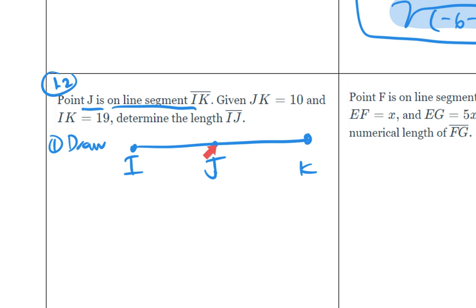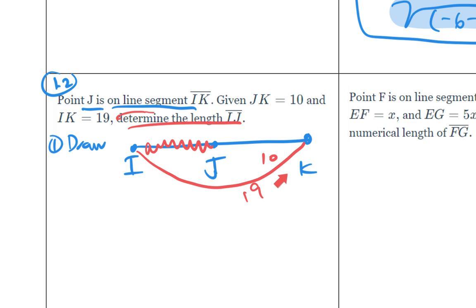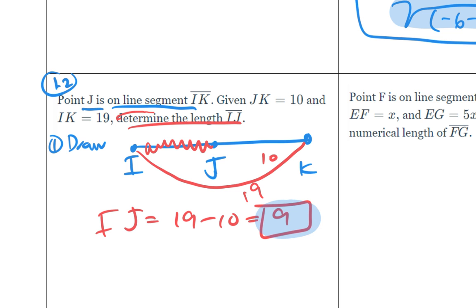JK is 10. So that means from J to K is 10. I'm just going to put a different color just to pop it out at you. Then I to K is 19. I all the way to K is 19. The whole thing is 19. So if I'm trying to find IJ, between I and J, I start with the whole amount and work backwards: 19 minus 10 equals IJ. IJ equals 19 minus 10, which is equal to 9. So that's what we're going to think.